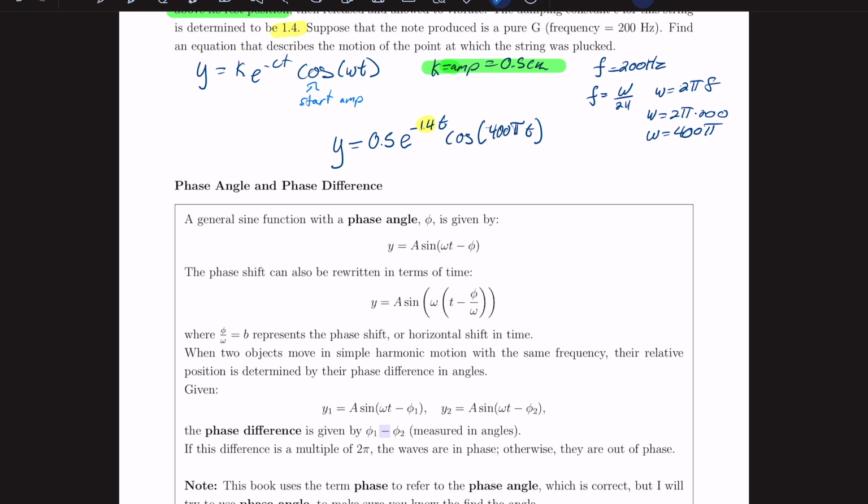All right, let's talk about phase angle and phase difference. My notation is going to differ a little bit from the book, for clarity's sake. If you take a general sine function, you have this phase angle, phi. Your book uses b for this phi, and then the normal phase shift or the horizontal shift is phi over this. And I find that super confusing. So we're going to use phi here.